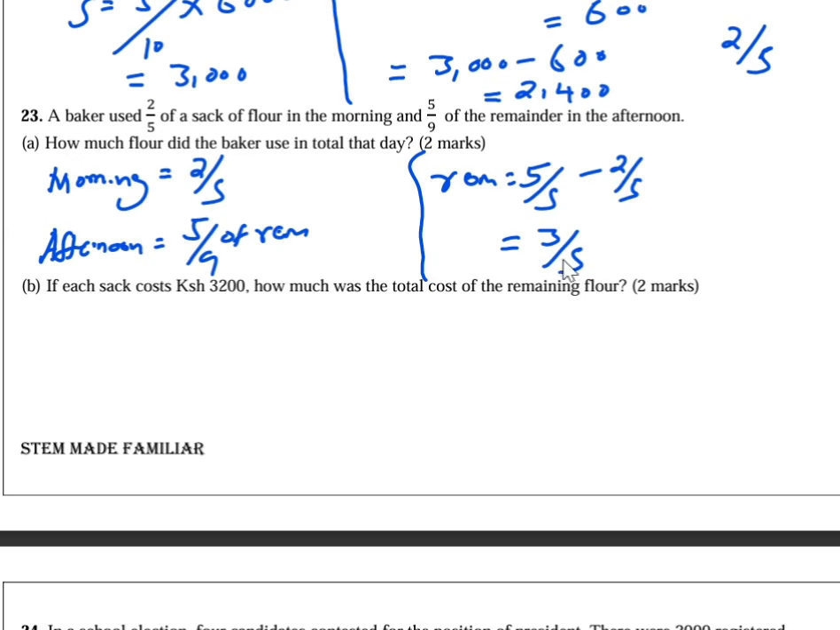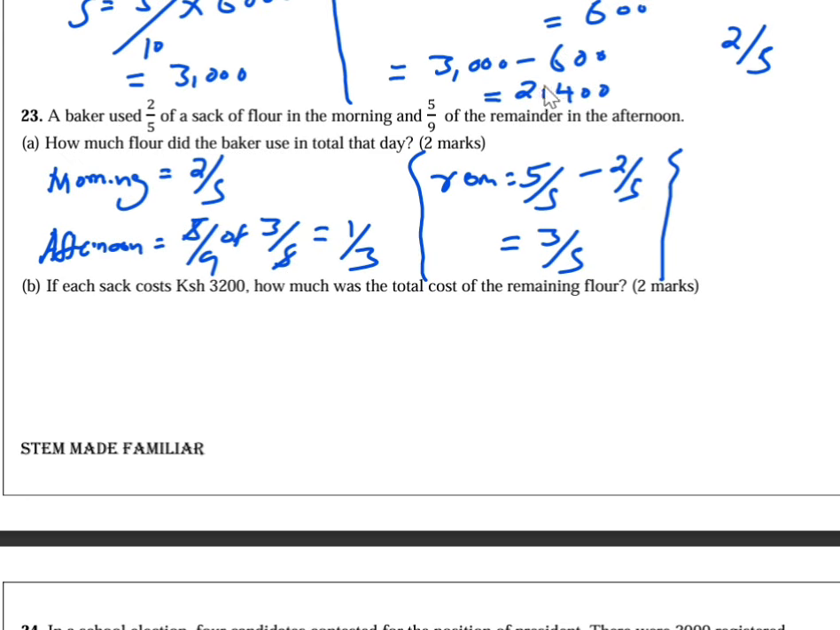Now you want of. Of means multiplication. So we come here, we remove the remainder and put 3/5. So 5/9 multiplied by 3/5. If you multiply this, the 5 and 5 will cancel, and 3 over 9 gives 1/3. So 1/3. We continue with our question. We come back. How much flour did the baker use in total that day? So your morning 2/5, afternoon 1/3.